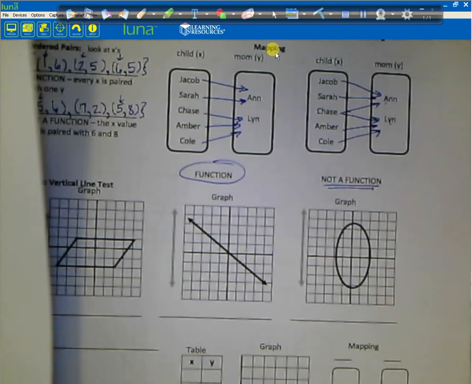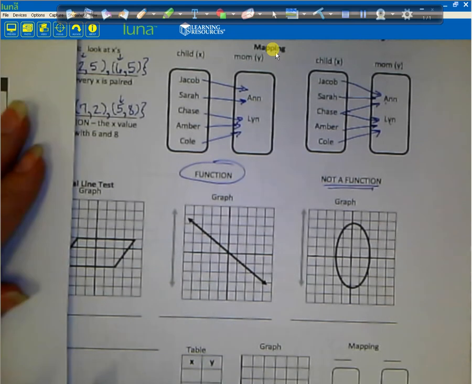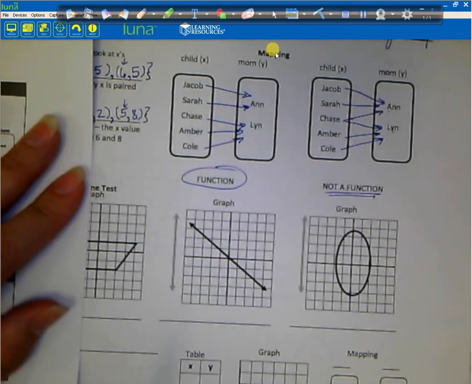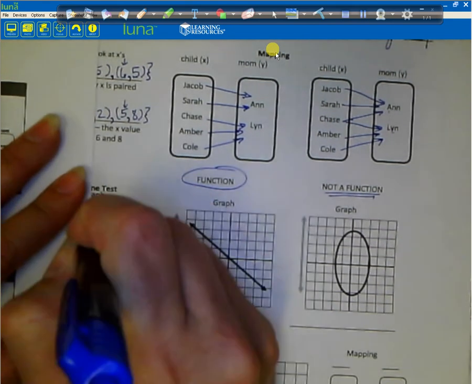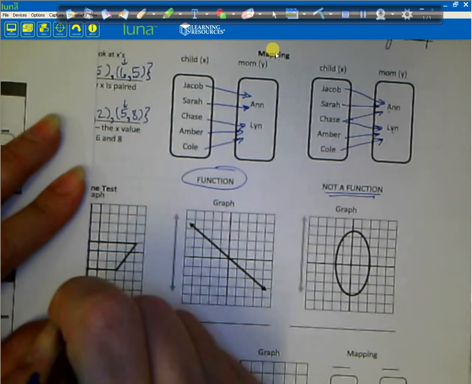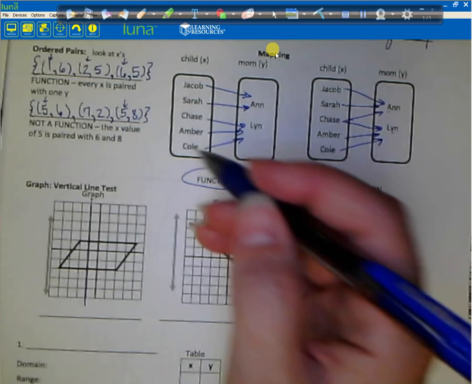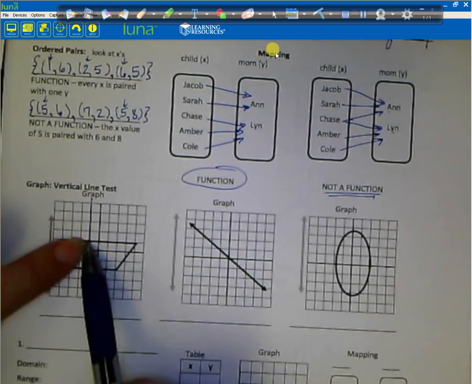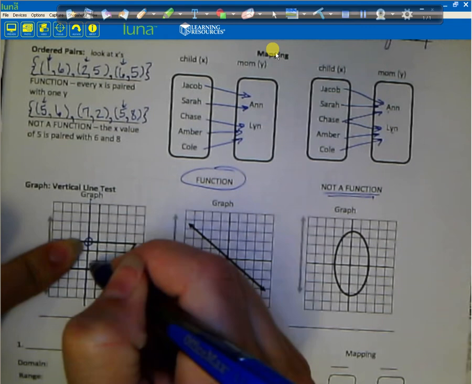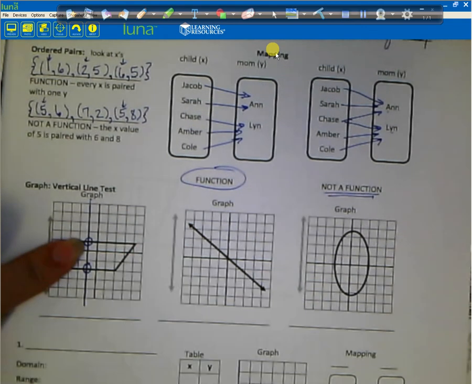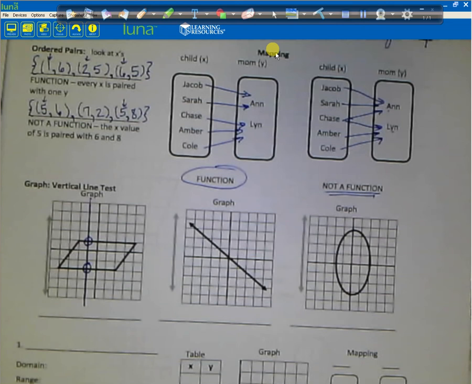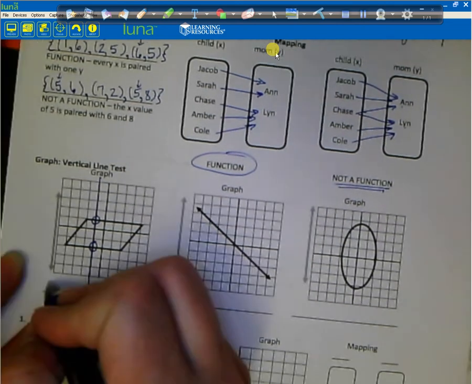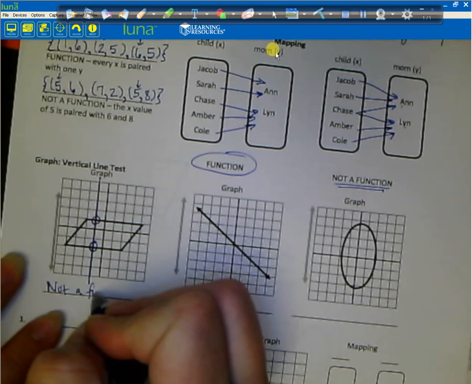So, for our first example, we're going to draw a vertical line. You can draw a vertical line at any point on the graph. I'm going to go right here. Draw a vertical line all the way through the graph. And you will notice that here and here, my vertical line passes through the graph. So we say this fails the vertical line test and it is not a function.